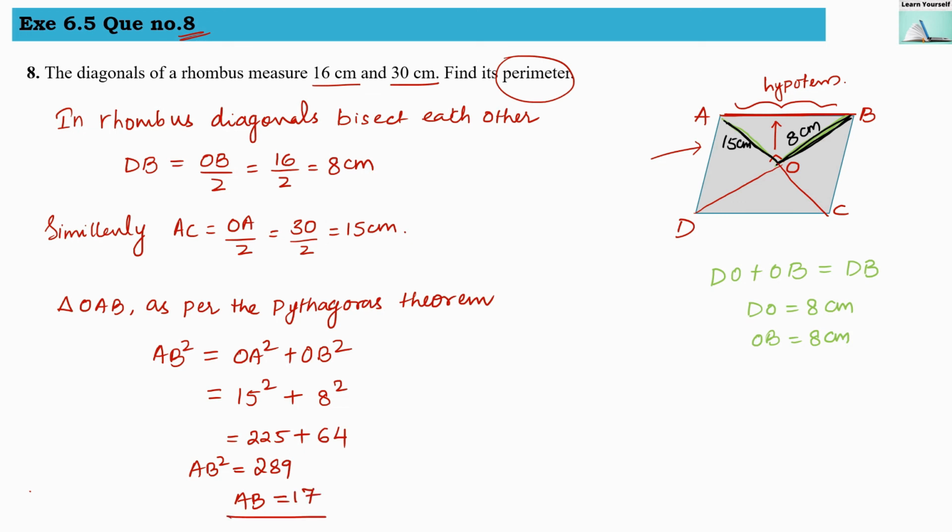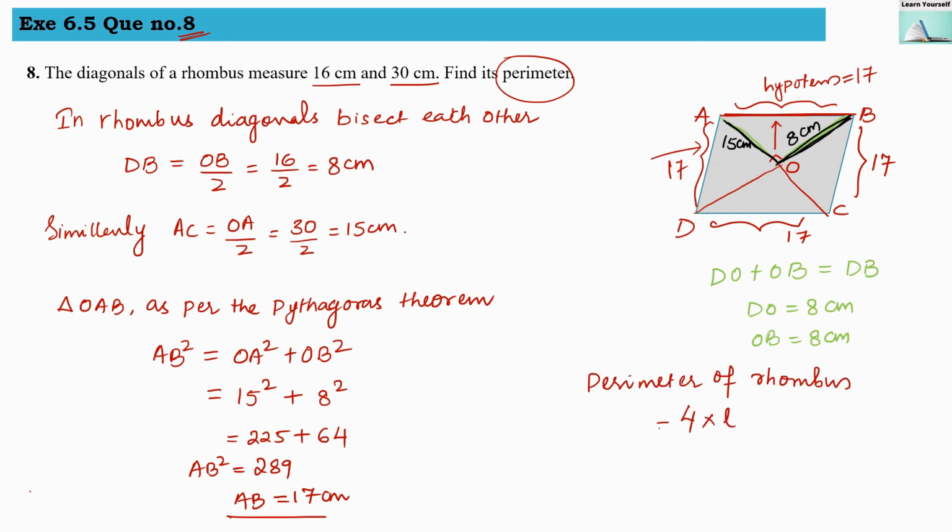So one of the sides' measure we got here, and that is 17. So all sides are equal in a rhombus. So we got the measure for all the sides here, and that is 17 centimeter. From here we can find out the perimeter of the rhombus. So 4 into L, 4 into 17 will be equal to 68 centimeter, which will be the perimeter of the rhombus.